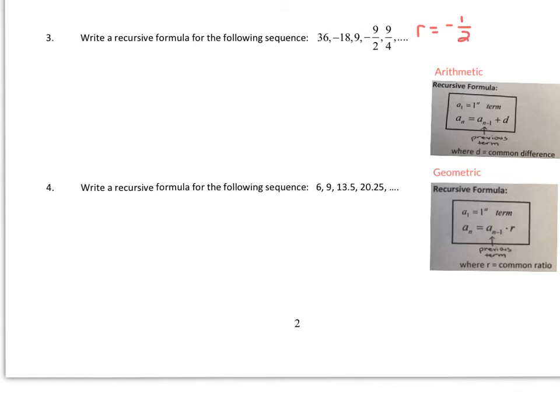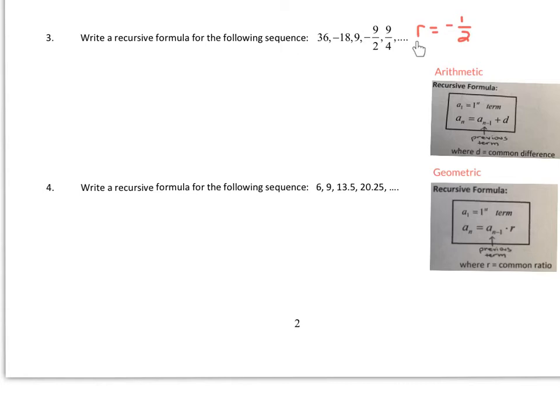Now, if that's hard for you to figure out, no big deal. You can use a calculator. You can take any term you want. If we started with this last term, 9/4, and divided it by the term in front of it, -9/2, it would give you -1/2. If you did 9 and divided it by -18, it would give you -1/2. -18 divided by 36, -1/2.